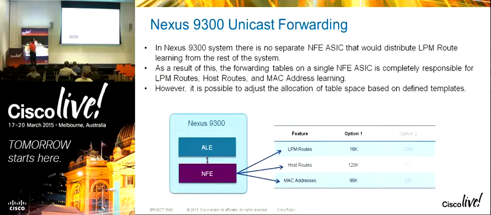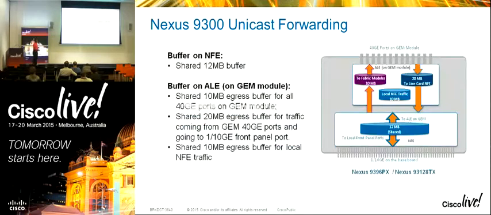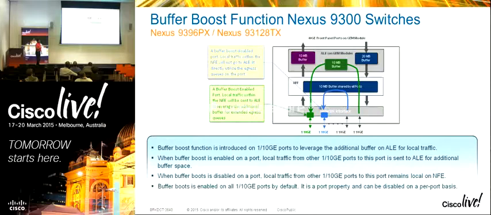However, you can adjust the allocation of the table space if you want to do the template. So you have two options, either use option 1 or option 2. Same shared space because we are using the ASICs from the Trident 2 chipset. So 12 meg buffer for the shared space, and on the ALE you have 10 for the shared and 20 for the egress buffer. Same ASIC, so similar buffer sizes we are using. Now how we use the boost function is almost similar. In this case, the boost function is introduced on the front panel, for 1 gig or 10 gig, to leverage the additional buffer. As soon as the NFV knows, it will trigger the ALE to get the additional boost option.